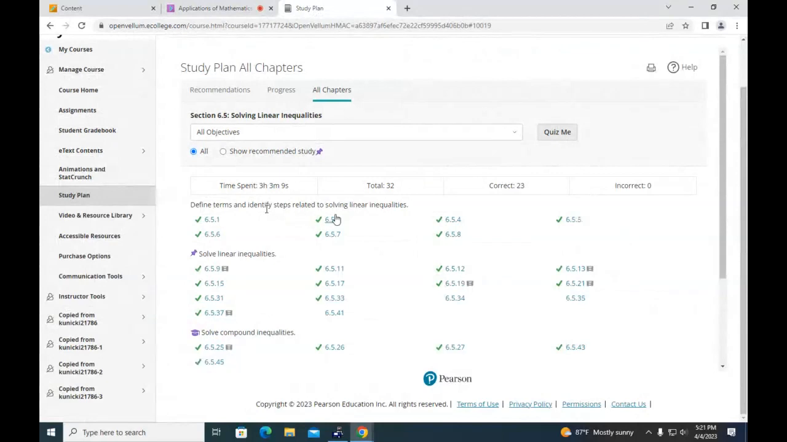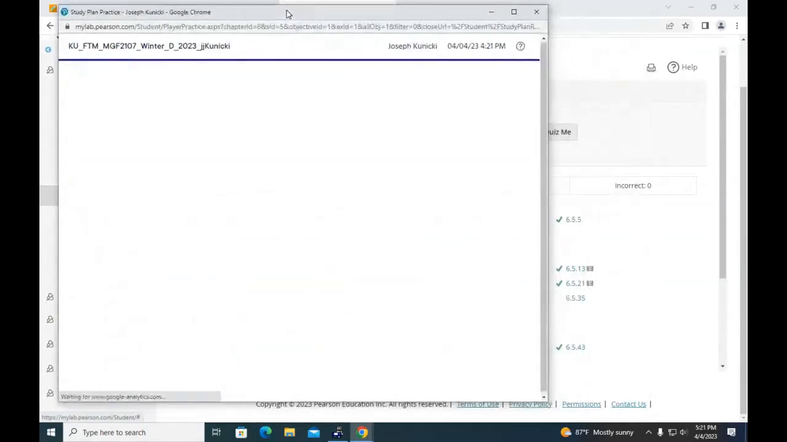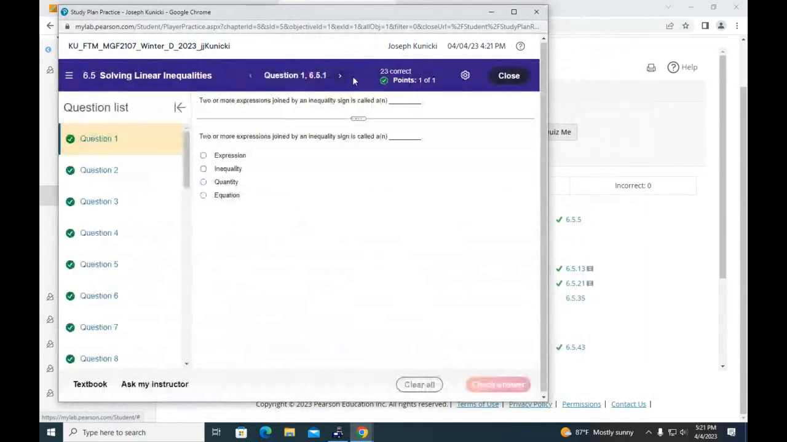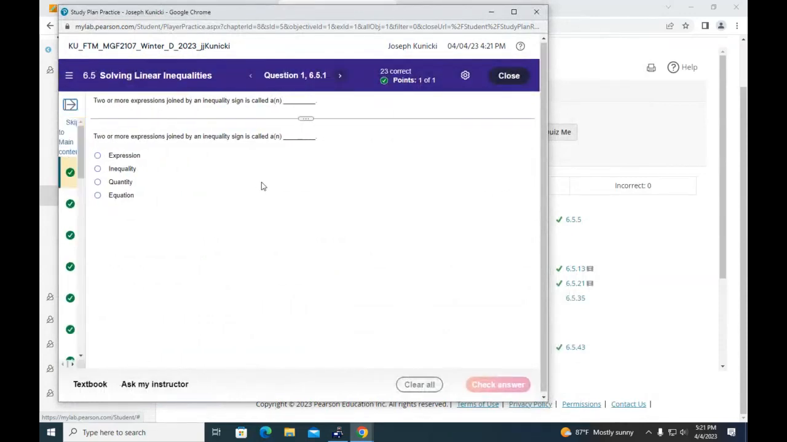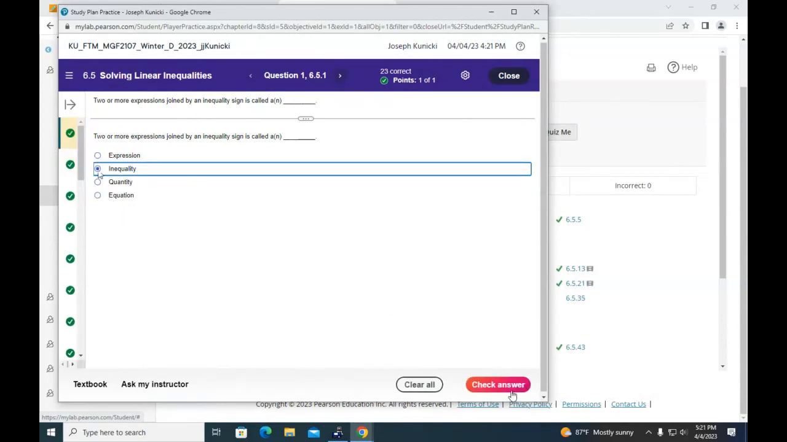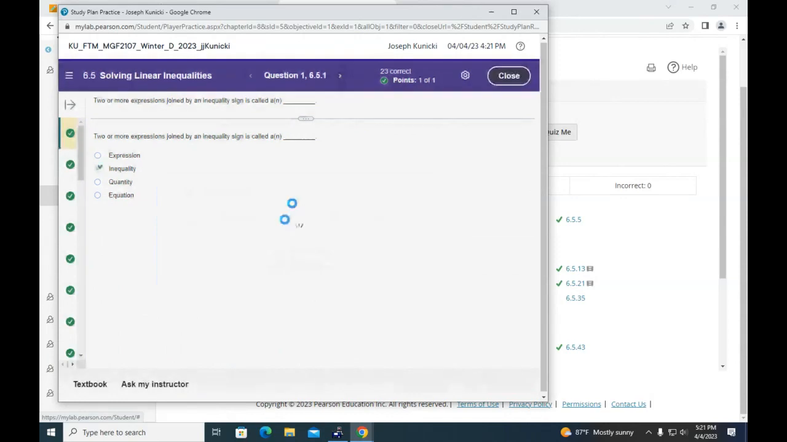So let's go to, I forget what this one is. Sometimes I don't need them. Okay. Two or more expressions joined by an inequality sign. It's called an inequality. No wonder we skipped it.